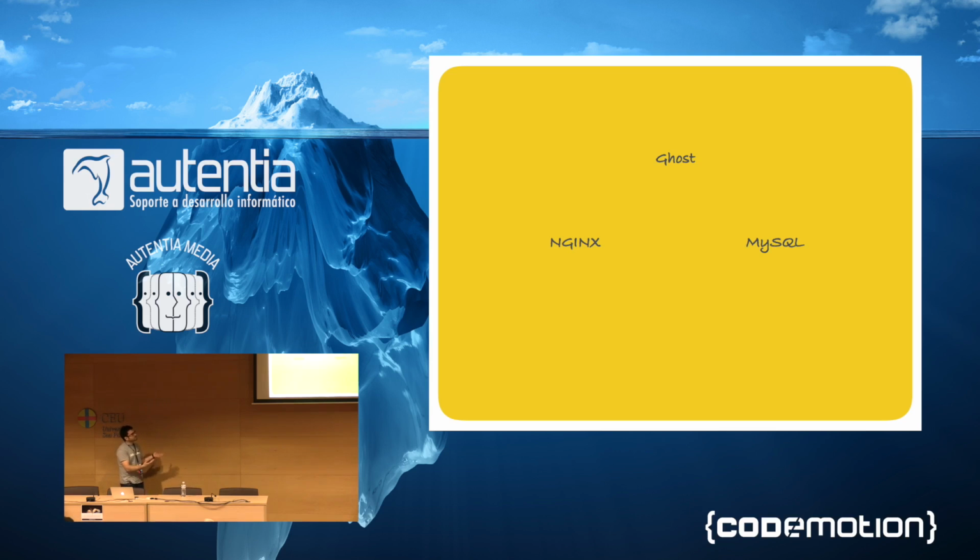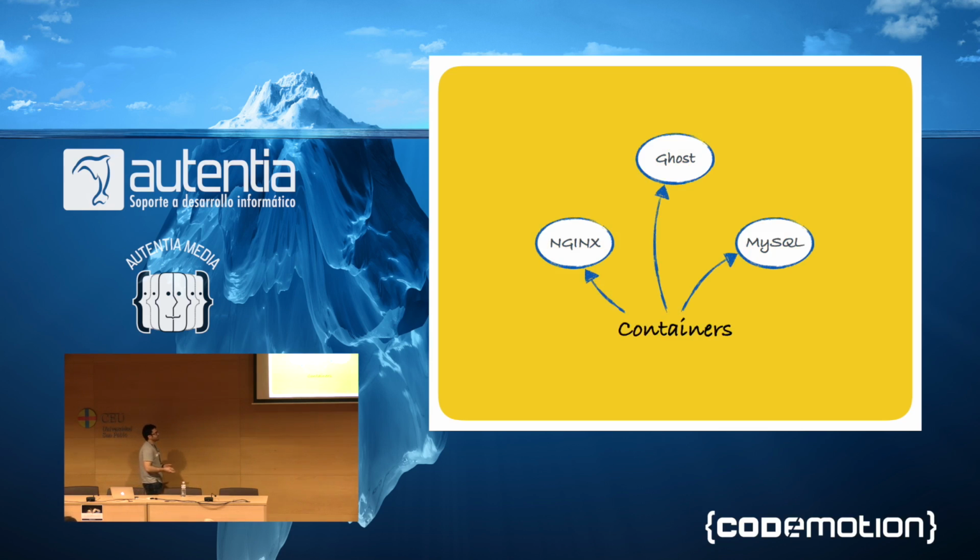Probably if you need to do this today, you will just create some Ansible scripts or even SSH to the machine and install Ghost and install MySQL and install Nginx. Okay, but we can do it with the new concept that we learned, the containers. We could do it like this. We will create a Docker file for each of these applications that we need to run, and we are going to package them in a container.